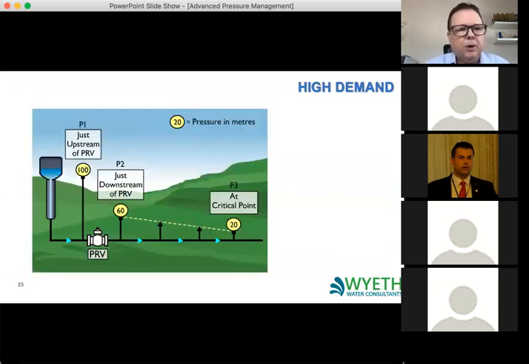Now, this is what it looks like if we're looking at a period of high demand. Assuming we have 100 meters coming into the PRV, what we've done here is we've actually throttled the pressure across the PRV down to 60 meters. And what will then happen is, during peak demand period, you're going to get flow through your DMA, and you're going to get frictional head loss through your pipes until you reach what we call the critical point.